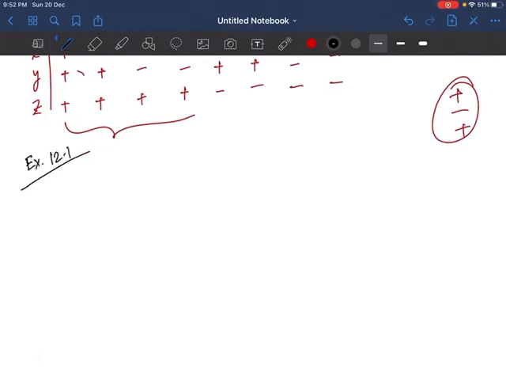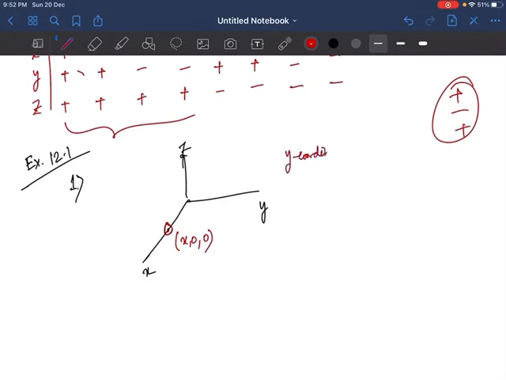Exercise 12.1, question 1 says a point is on the x-axis. So x, y, z. Think that here is a point. It's on the x-axis. So what are its y coordinate and z coordinate? I already told you, if a point lies on the x-axis, the y coordinate will be 0 and the z coordinate will be 0. So y coordinate is equal to 0 and z coordinate is also equal to 0. These two are the answer for question number 1.